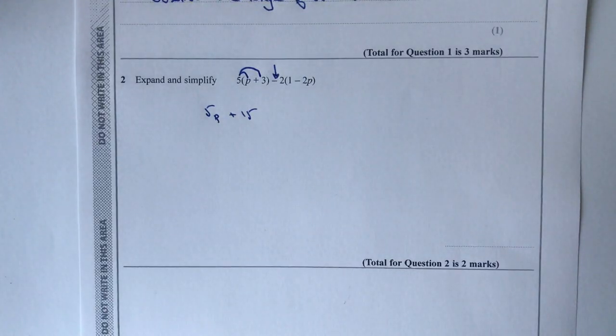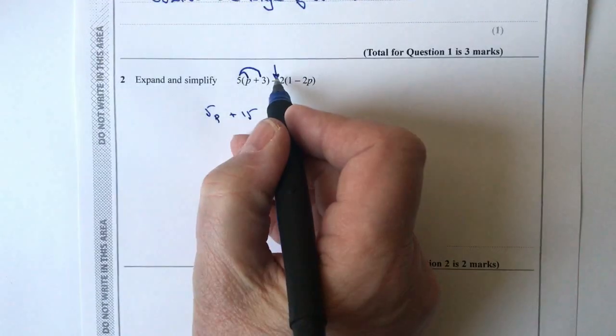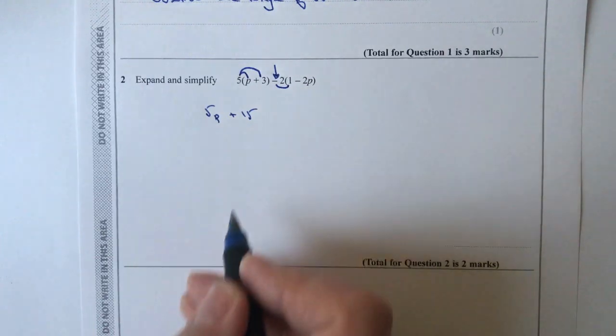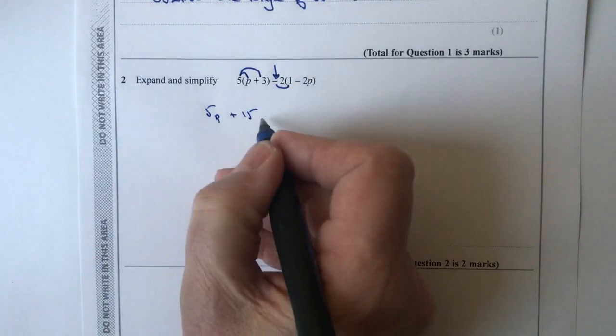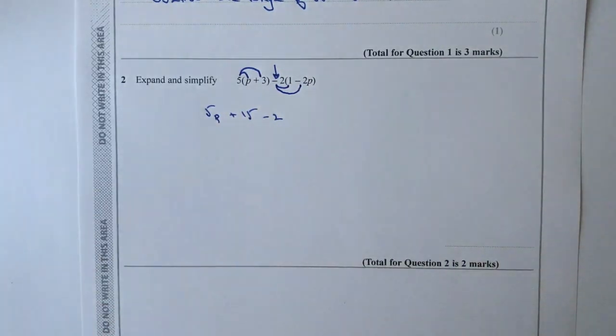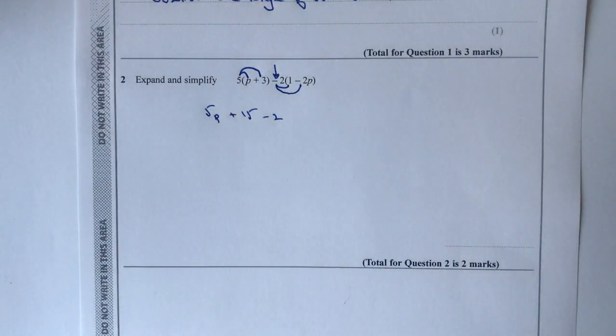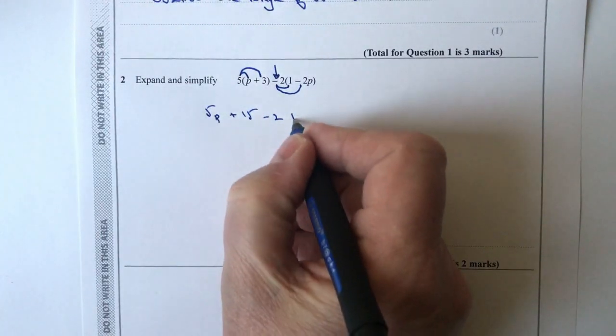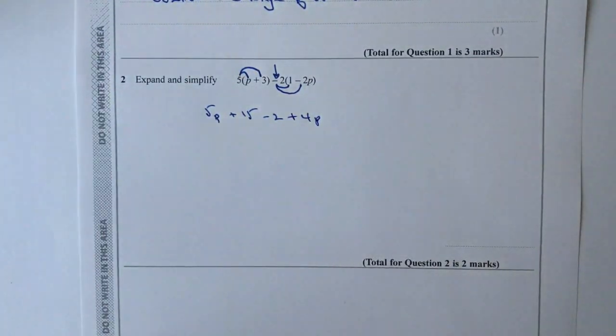Okay. However, now I've got minus 2 times 1. So minus 2 times 1 is going to be minus 2. But then I've got minus 2 times minus 2p. Well, a minus times a minus is a plus. So I'm going to end up with plus 4p. So be very careful about that.